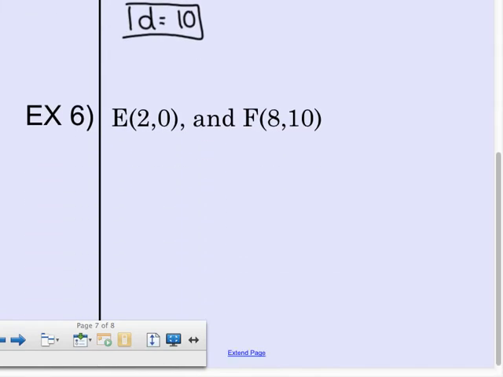All right, your last you try, you can go ahead and pause the video again and try this one on your own. E is the point (2, 0), F is the point (8, 10). Last time, I'm going to label them x1, y1, x2, y2, and write my distance formula.